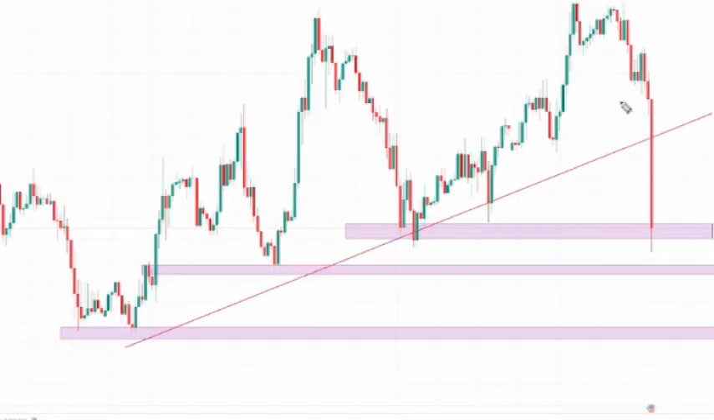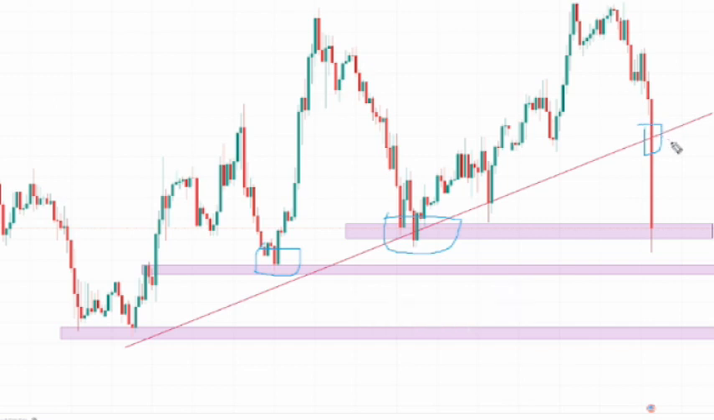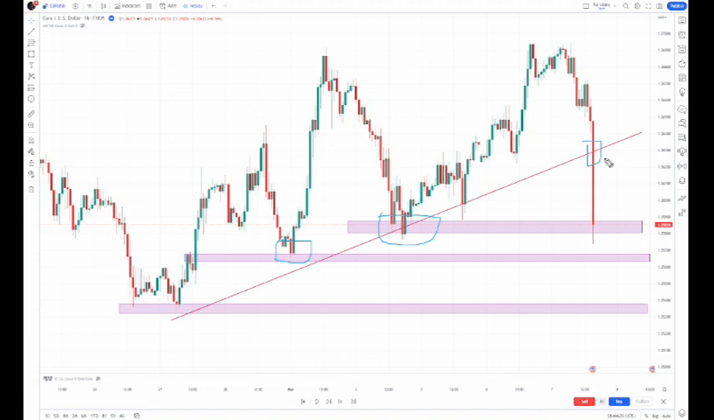I ask you again, why are you choosing this support area? Or here, when we were in an uptrend and the trend line has been broken with a very good bearish candle? For me, this is my area of support. I've identified this structure as my major support.